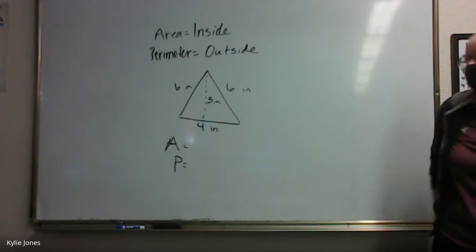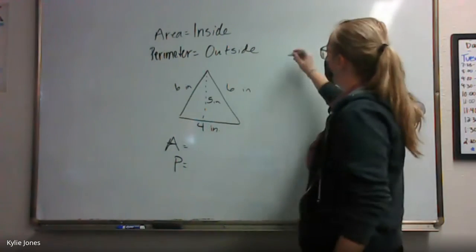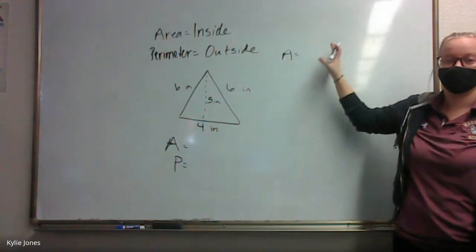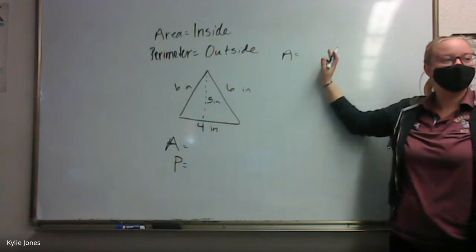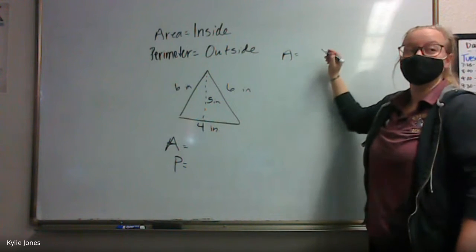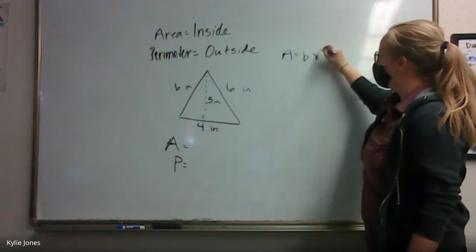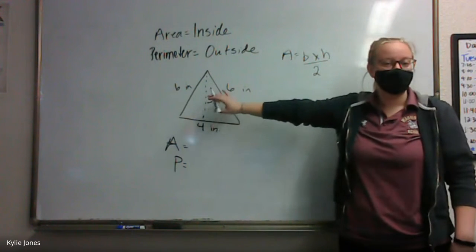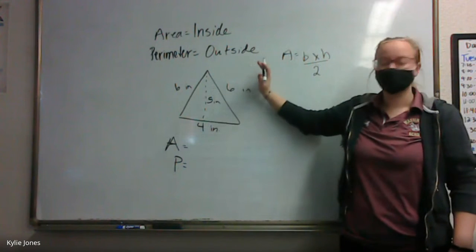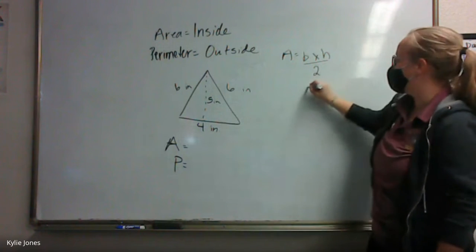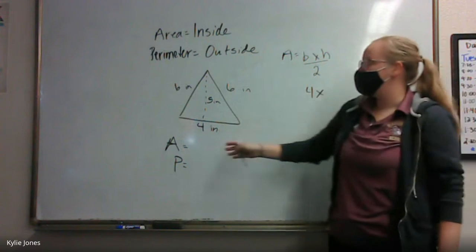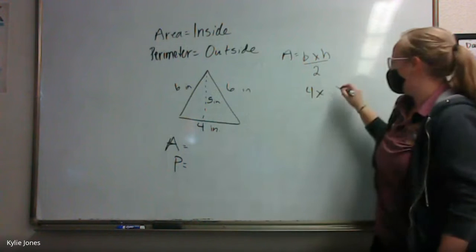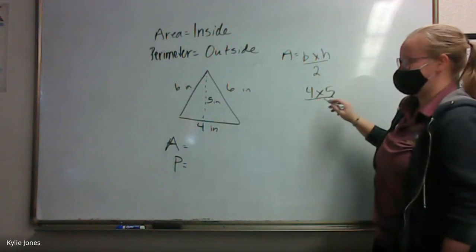All right, so let's start first with the area. Before we do that, what's the formula? Raise your hand. What's the formula for the area of a triangle? Base times height divided by 2. So if we look at a triangle, there's a lot of numbers on here. What's the base of my triangle here? 4, the bottom. 4 is my base. What is the height of the triangle? 5. It's the dotted line in the middle.